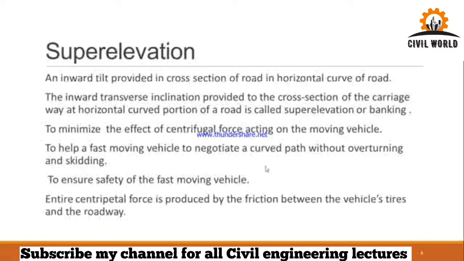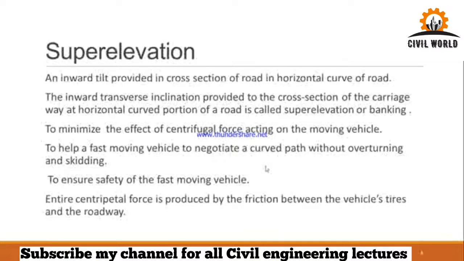But when a body moves along a curve, this frictional force acts toward the center of the circle, and that's why this frictional force is the source of the centripetal force which compels the body to move along a circular path. There is another force called centrifugal force, which is always trying to skid the vehicle. That's why centripetal force is always accompanied by an equal and opposite force, which is called centrifugal force.